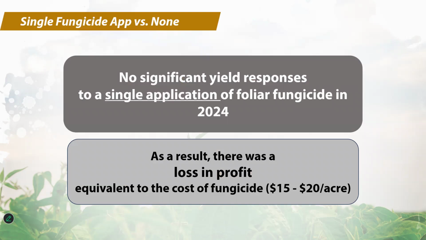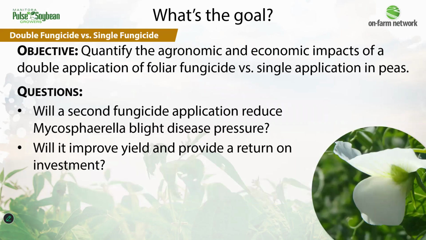And then with regards to yield, there were no significant yield responses to a single application of foliar fungicide applied at flowering in peas in 2024. Therefore, a loss in profit of around $15 to $20 per acre occurred, and that was the cost of the product, not including the application costs as well.